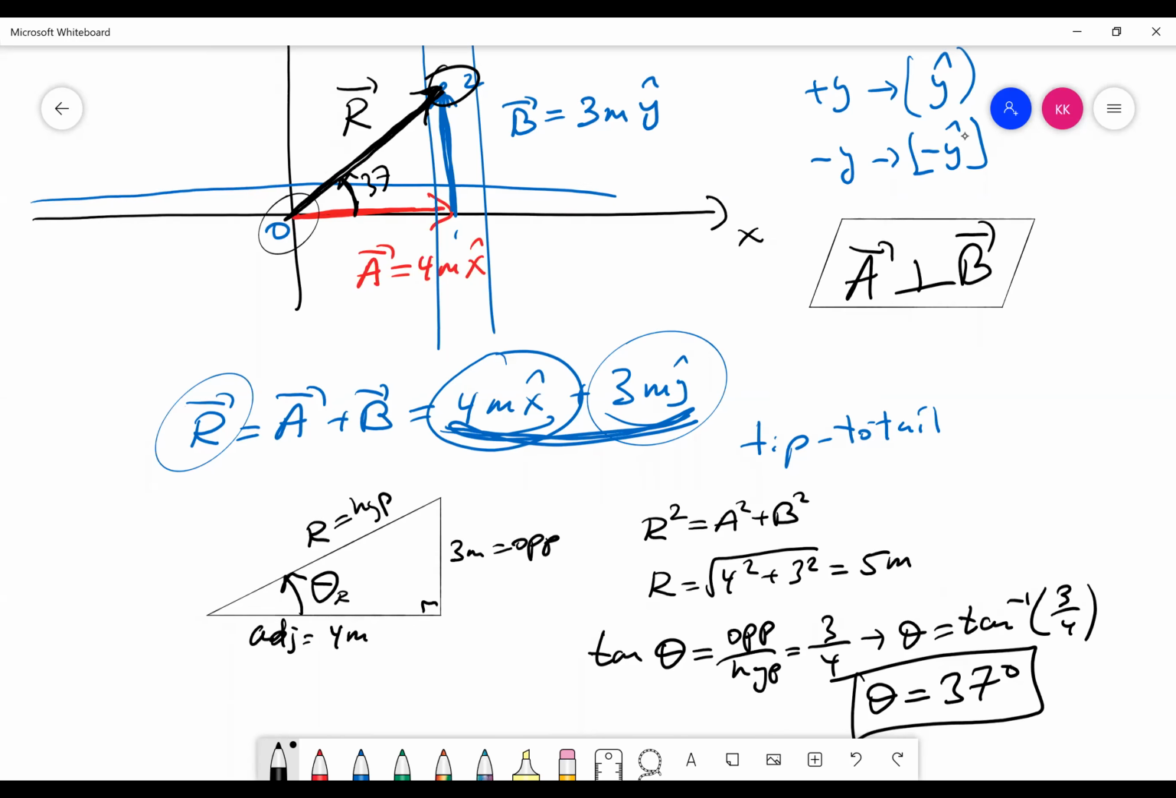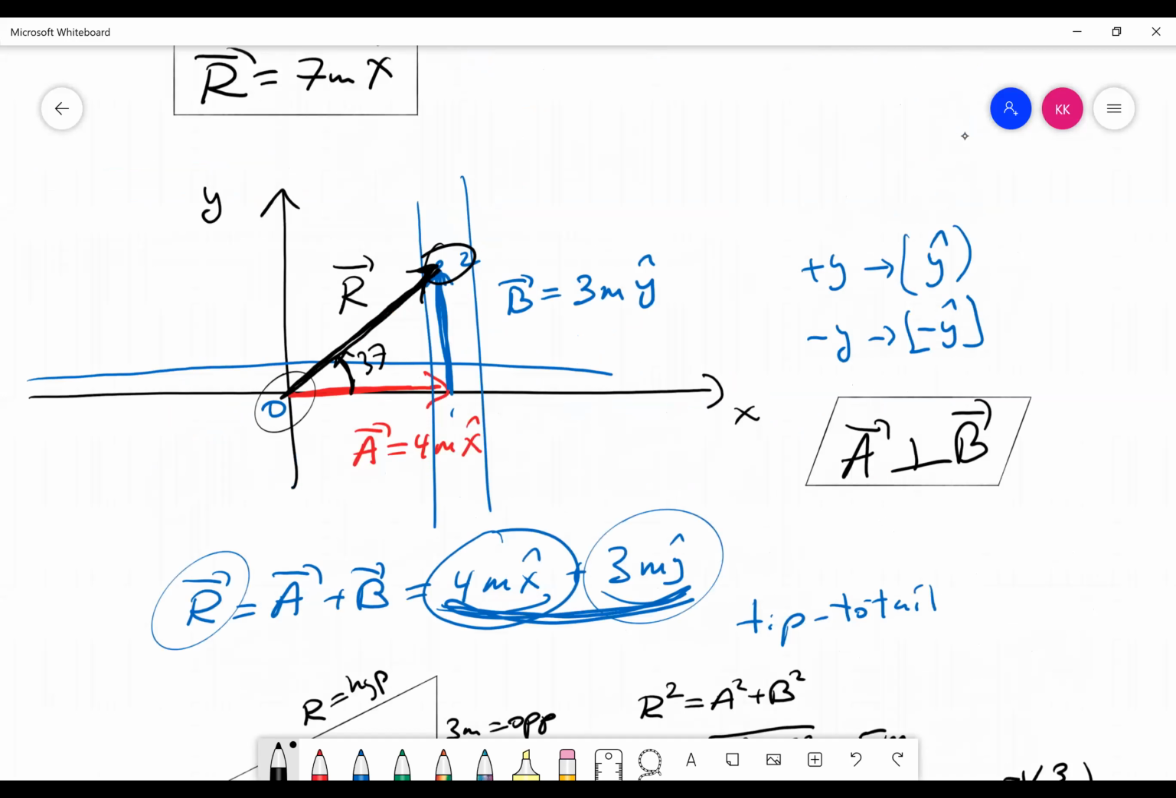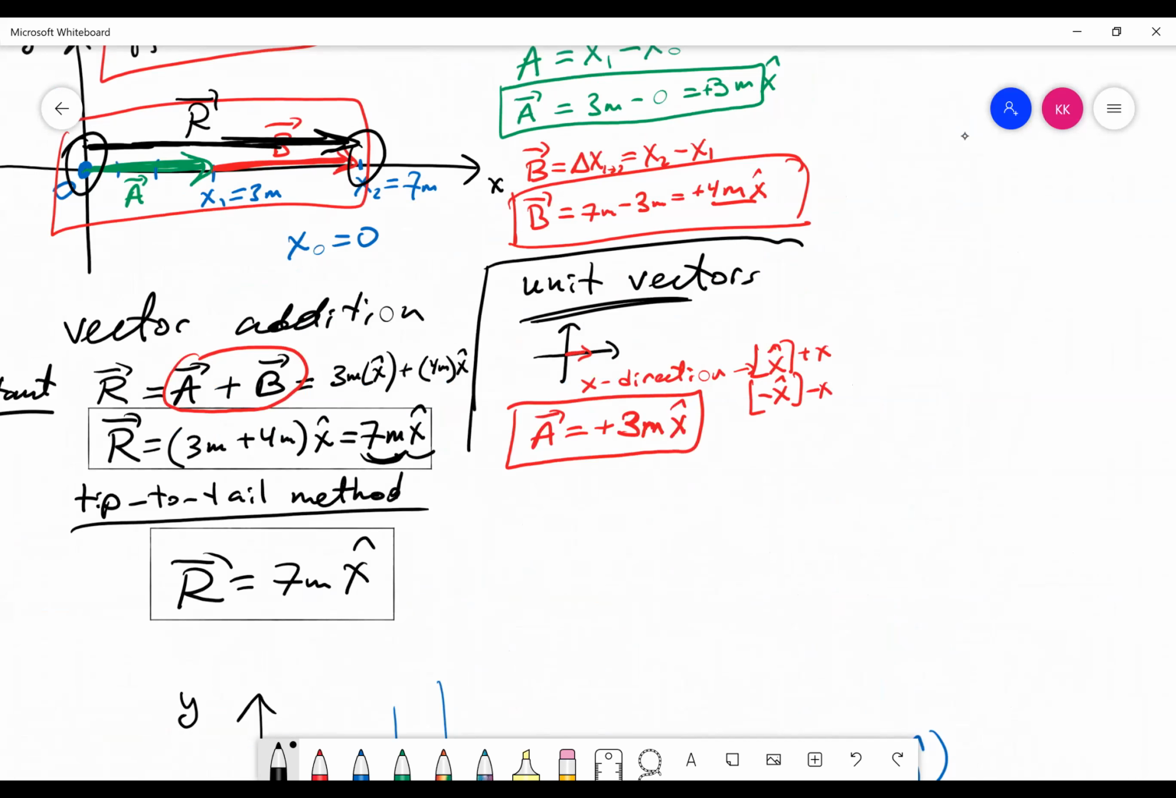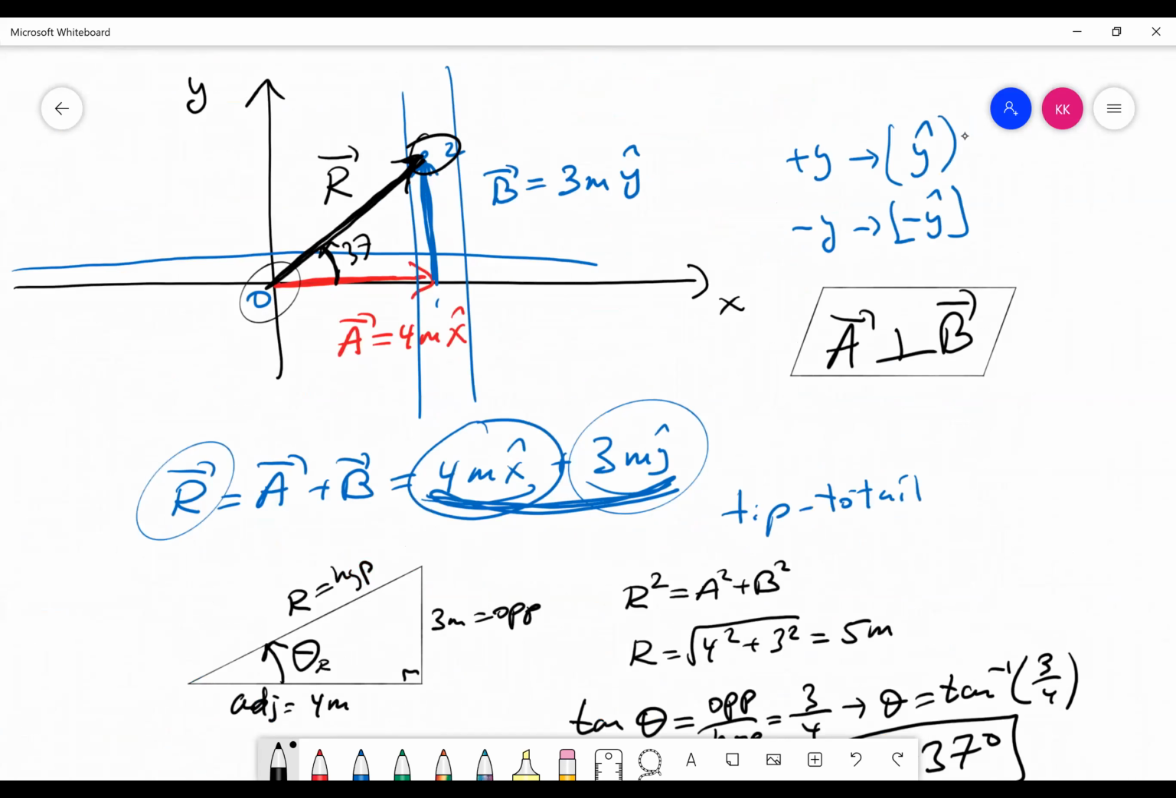Okay. And I guess you can say that the first one that we looked at was when A and B are parallel to one another. When they're parallel, you just simply algebraically add them together. Why? Because A and B are going to be either x hat or y hat, so you just algebraically add them together. That means if you have two vectors parallel, just algebraically add them together. If you have two vectors perpendicular, then you can use the Pythagorean theorem to get the magnitude and the direction of the resultant.